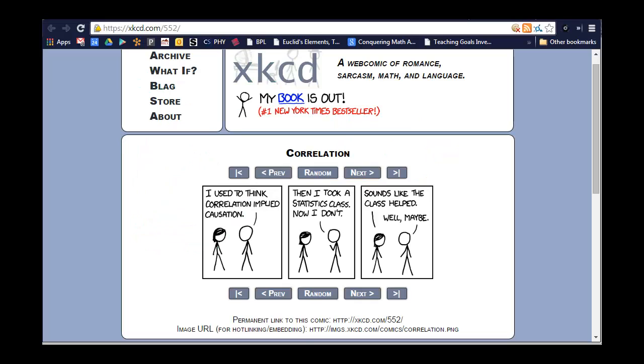I wanted to throw this comic in here. This is the comic XKCD. I have this one on my office door.